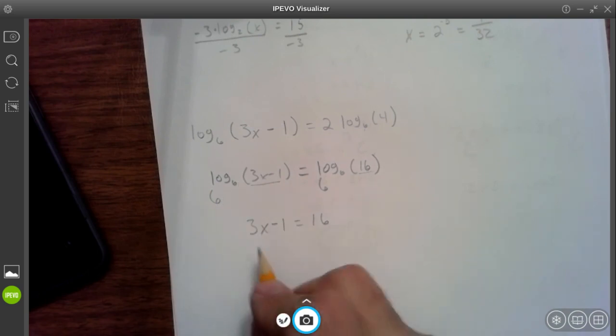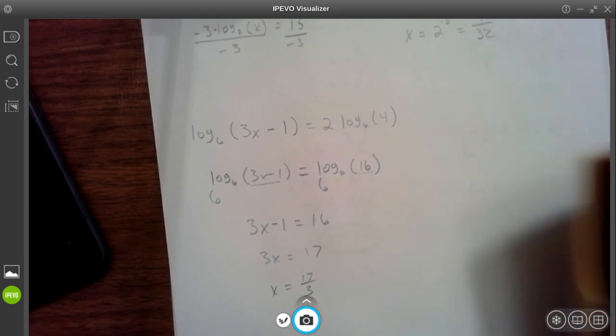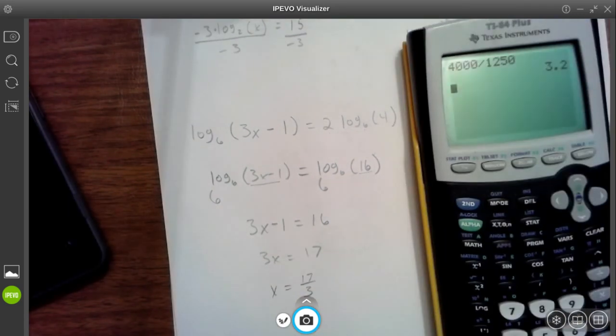Okay. Plus 1 on both sides. Divide by 3. And that is our answer. x equals 17 thirds.